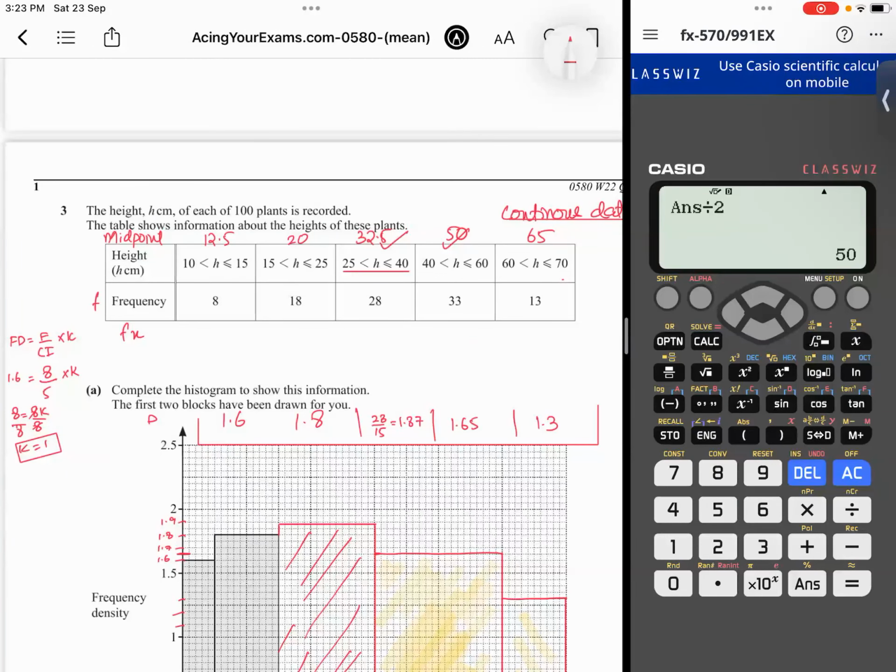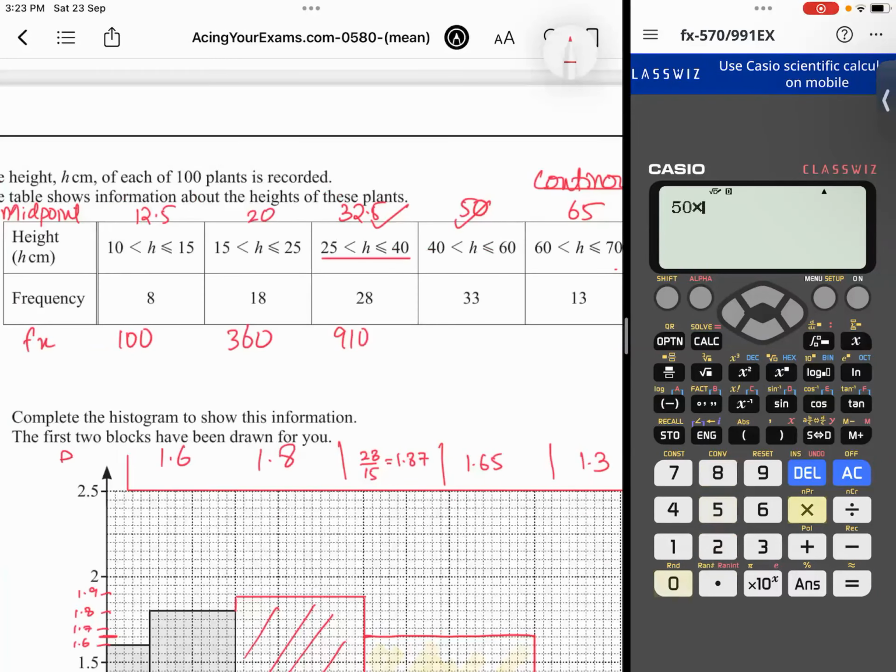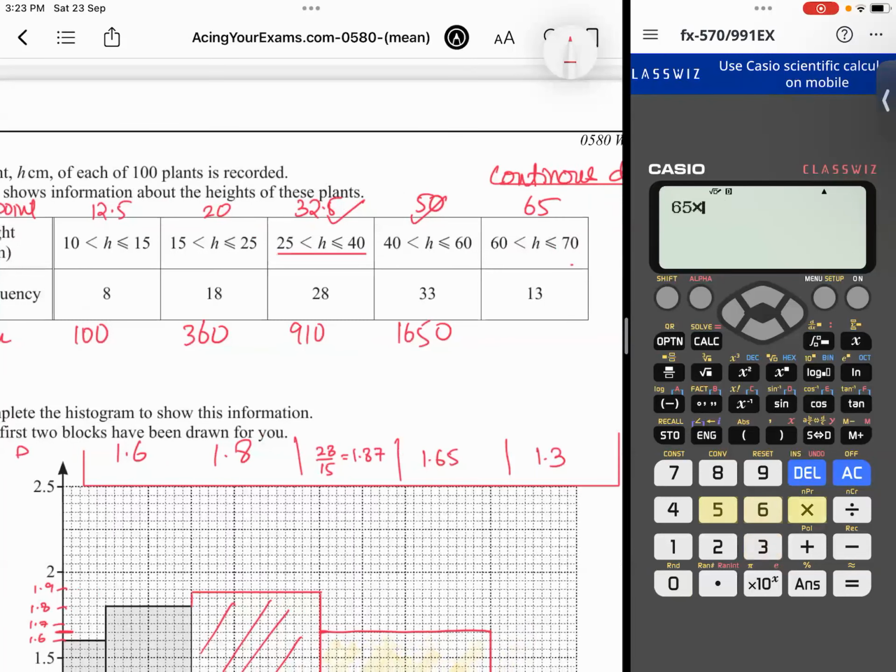Then we can see that we need to find out fx. So let's multiply these things. So that would be 12.5 times 8. So the answer is 100. 20 times 18 is 360. 32.5 times 28, it's 910. Okay, 50 times 33 is 1650. 65 times 13 is 845.